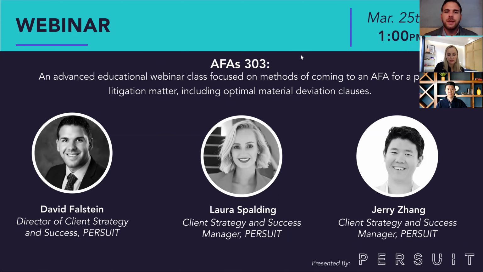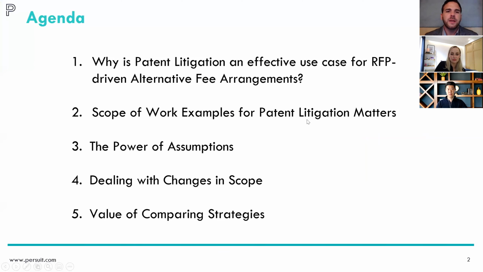So what's on the agenda for today? We're going to start out by talking about, well, why is patent litigation an effective use case for RFP-driven alternative fee arrangements? Then we'll talk about different examples of scope of works for patent litigation. So what are the different ways in which clients run RFPs for patent litigations? So whether that be by using capped fees, a flat fee for the entire matter, activity-based fixed fees. So we'll go into a few examples.